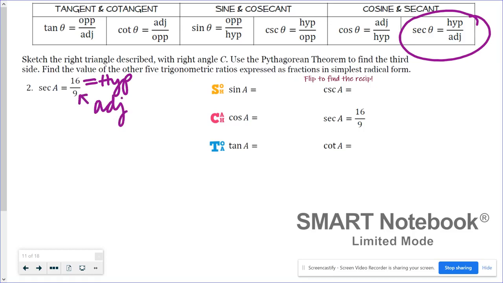Furthermore, we also know cosine, because cosine and secant are reciprocals, and you know what that means. Flip to find the recip. So if secant is 16/9, that means cosine is 9/16. And just like that, we only have 4 more trig functions we need to find.